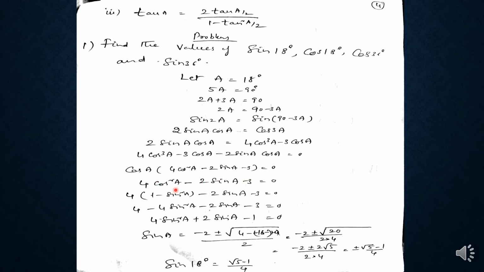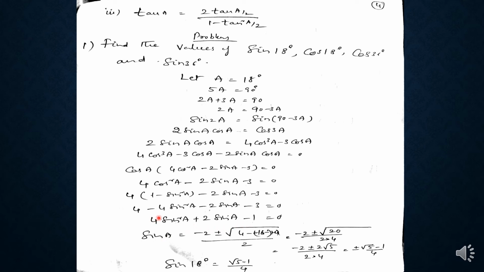4 cos square a minus 2 sin a minus 3 is equal to 0. By converting cos square a in terms of sine, we get 4 into 1 minus sine square a minus 2 sin a minus 3 is equal to 0. That is 4 minus 4 sine square a minus 2 sin a minus 3 is equal to 0. That is 4 sine square a plus 2 sin a minus 1 is equal to 0.